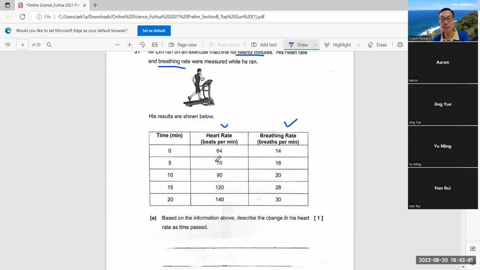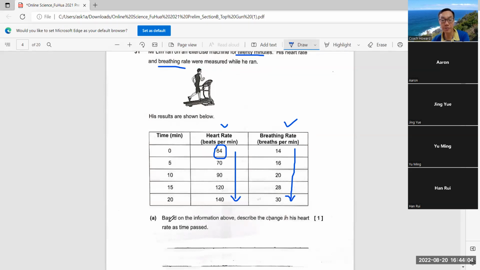So you can see generally for a healthy individual, we are at rest, right? We should have about 60 to 70 beats per minute for heart rate. Okay, at the beginning it's 64, and then increases to 140. And the breathing rate goes from 14 breaths per minute and increases to 30 breaths per minute.